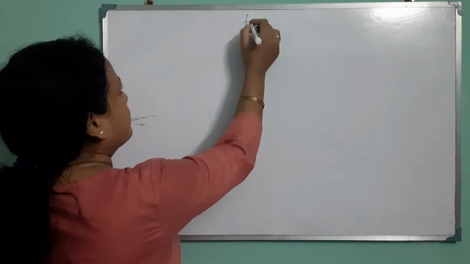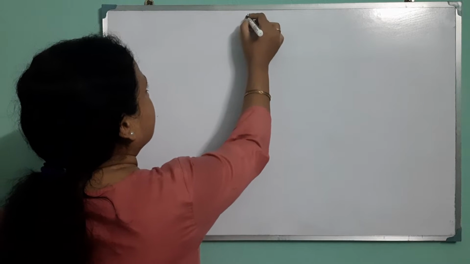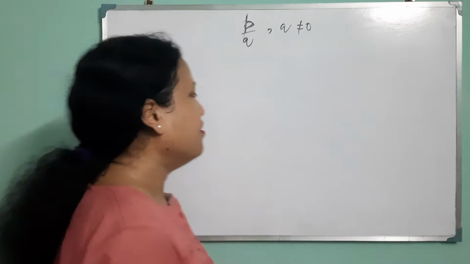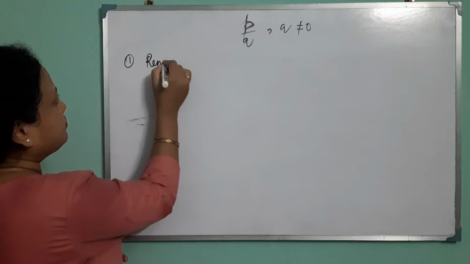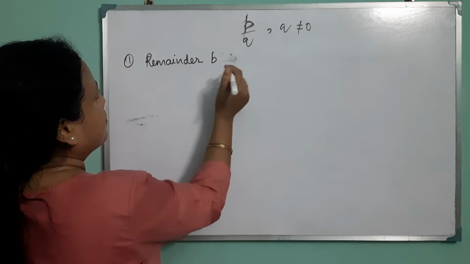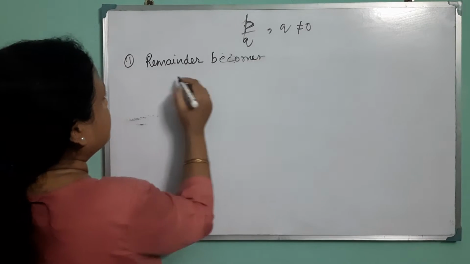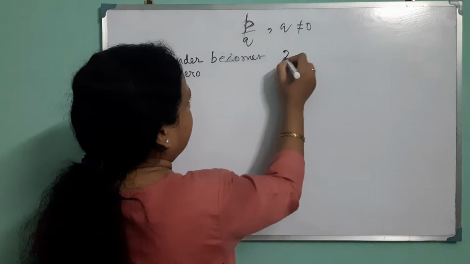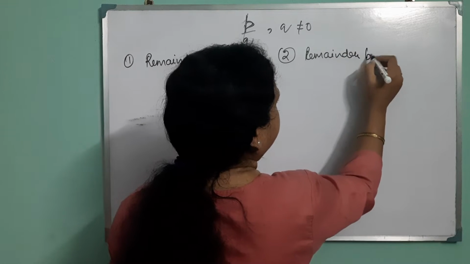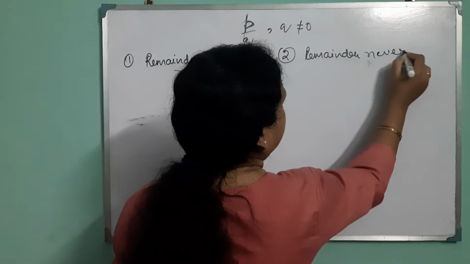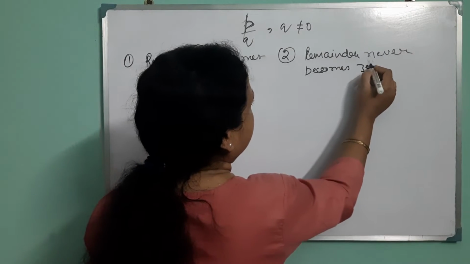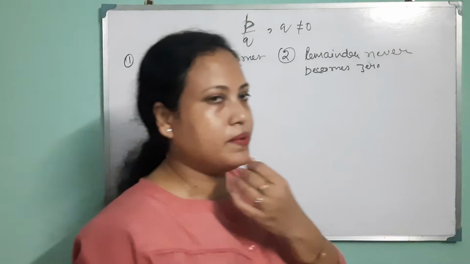So if p by q is a rational number where q is not equal to 0, then two things can happen. First is remainder becomes 0, and second thing can happen, that is remainder never becomes 0. Okay, so let us understand with example.